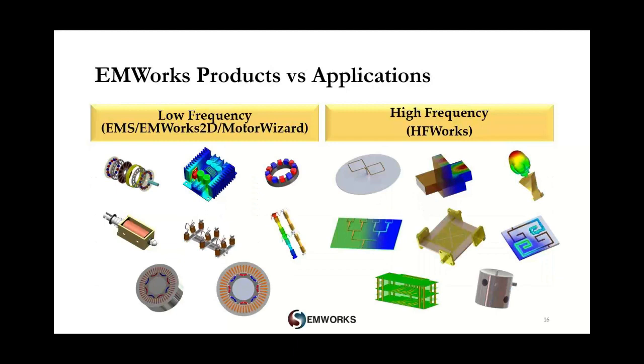Now let us do a quick recap on EMWorks products and their related applications. We can divide EMWorks offerings into 2 categories: applications related to low frequency simulation and applications related to high frequency simulation. Within the low frequency category, we offer 3 products: EMS 3D, EMWorks 2D, and Motor Wizard. These products can be used to design and simulate applications like cables, insulators, bus bars, magnet arrays, eddy current braking systems, wireless charging devices, transformers, and electrical machines.